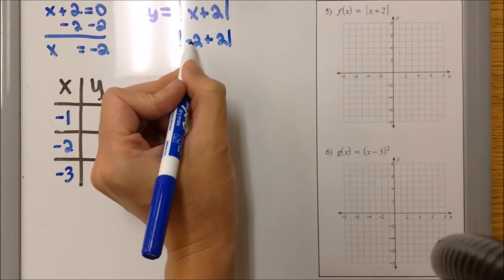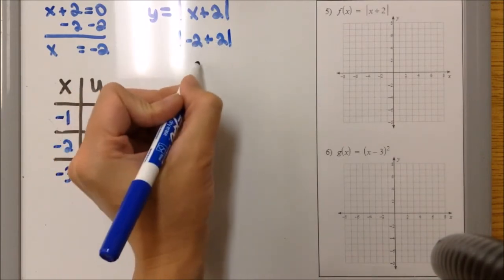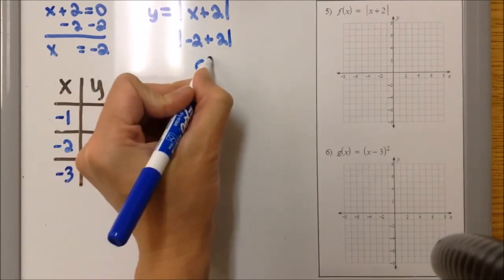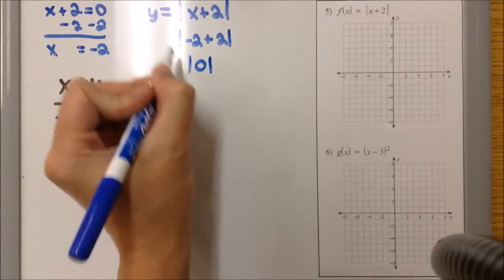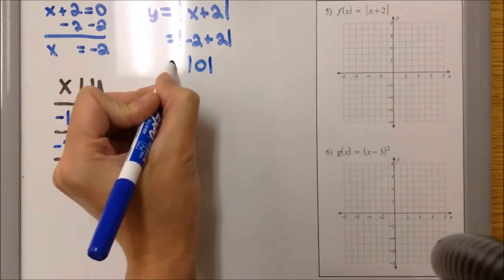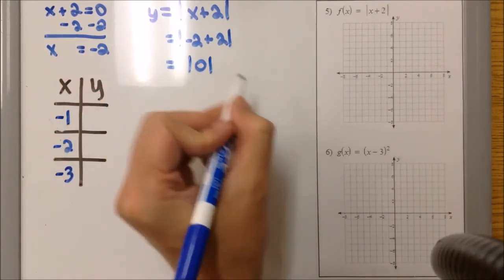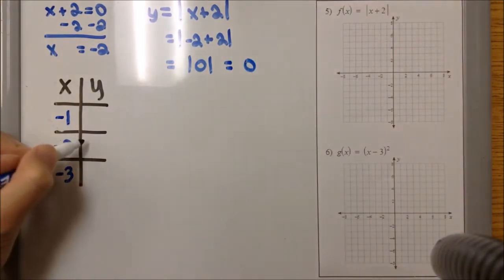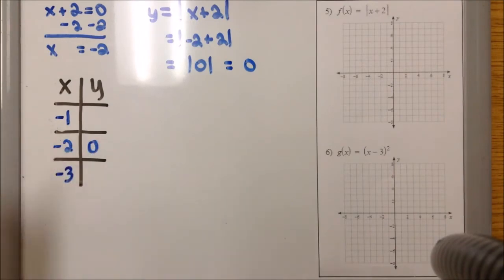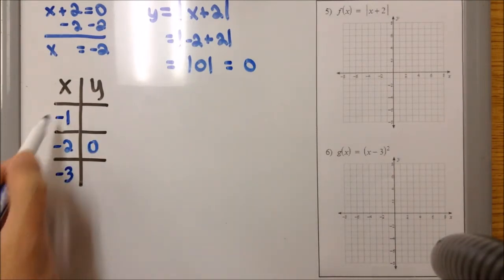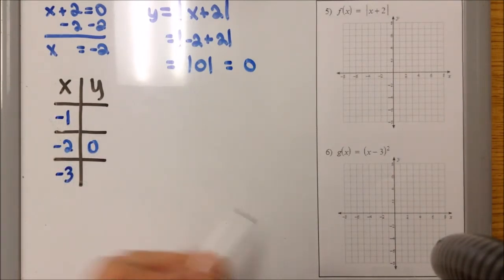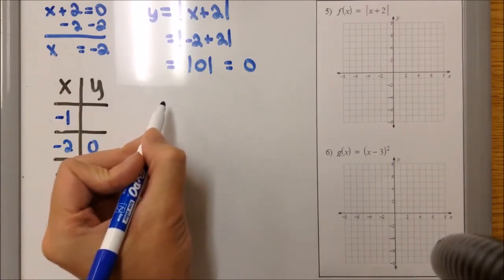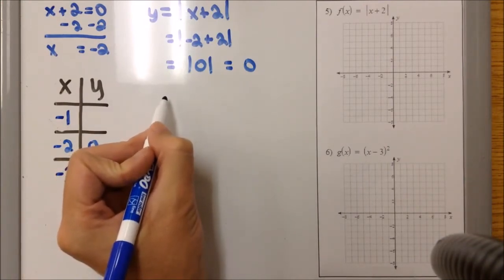And then inside it's -2 plus 2, so that's going to be 0. Now it still has the absolute value. And then the absolute value of 0 is just 0. So I'm going to write 0 here. Now you can either do -1 or -3 next. Doesn't matter. So we're going to plug in -1.